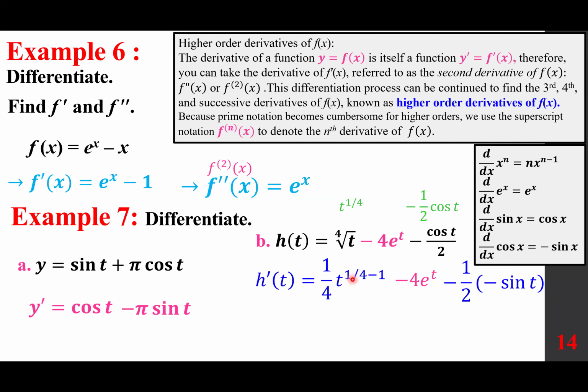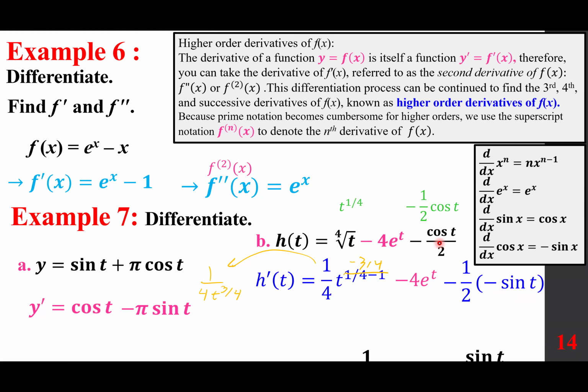So this one, 1/4 minus 1, negative 3/4. And so we are looking at 1 over 4 t to the power of positive 3/4. So this becomes the fourth root of t cubed. This is itself, and negative times negative, positive 1/2 sine t.